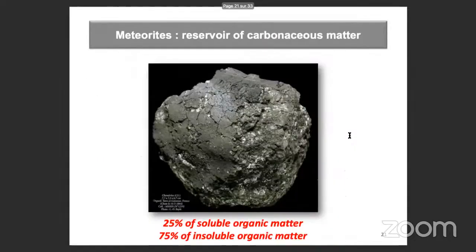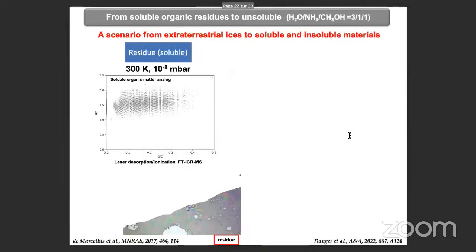So that shows you, if you compare what we form in the lab from ices and what is present in the meteorites for the soluble part, you have some similarities. So we form this soluble organic matter. That was the question: is it possible to form the insoluble organic matter from these ices? So we performed a very simple experiment.